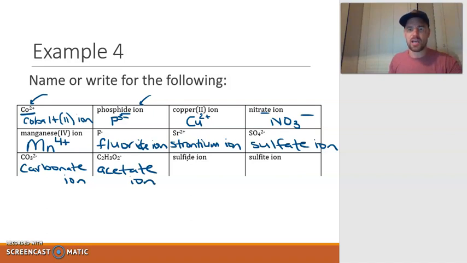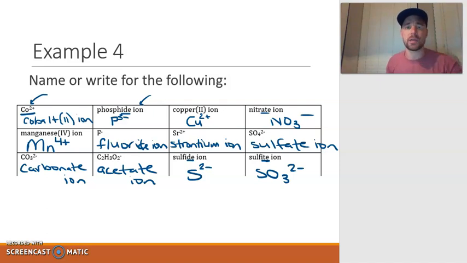Sulfide ion. Notice the -ide ending, so that tells me it's just the element sulfur. And what charge would sulfur have in ion form? 2-. And then finally, sulfite. Notice the -ite ending. That tells me this is a polyatomic ion, specifically SO3 2-.